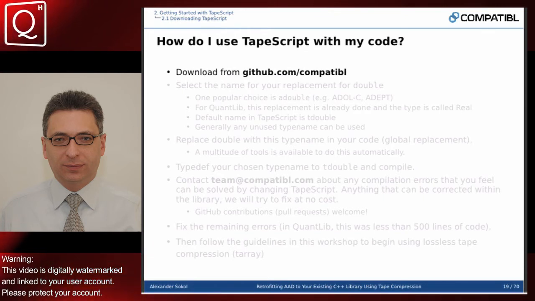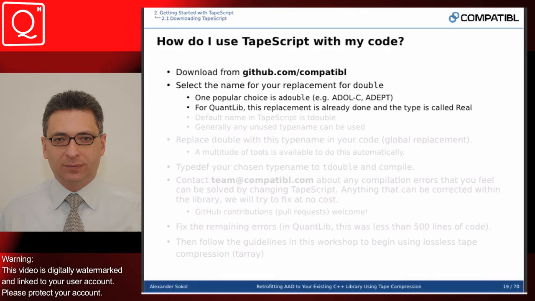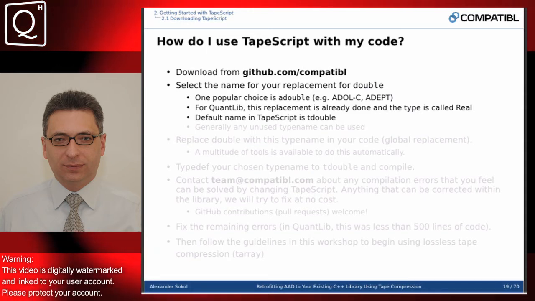Then you choose the name for your replacement for double. You can use adouble, in which case you can link with ADOL-C or adept directly. For Quant, it's already done. The type is called real, and the default name in TapeScript is tdouble. If you're only planning to use TapeScript, then tdouble is fine. Normally, if this tdouble or adouble or whatever you choose is not a frequently encountered string in code, then you can do further global replacement pretty easily, because just the word double is frequently encountered.